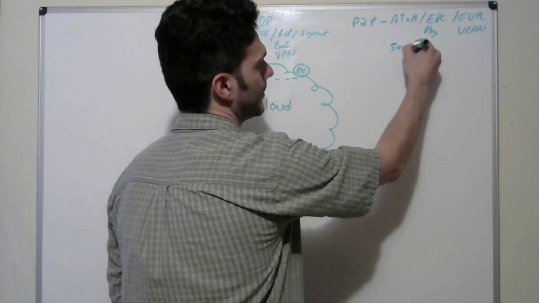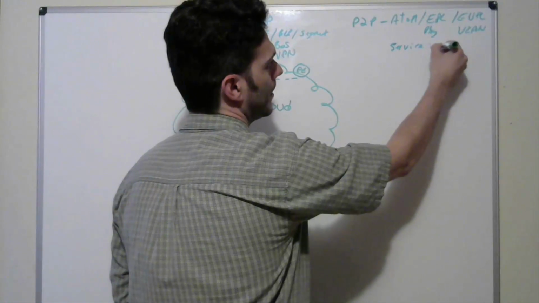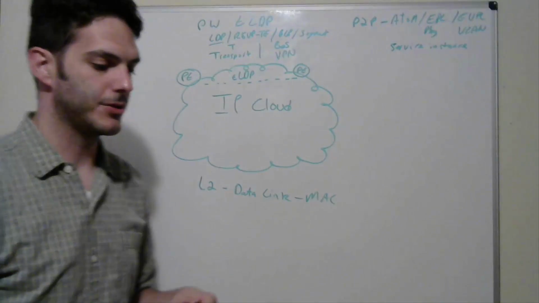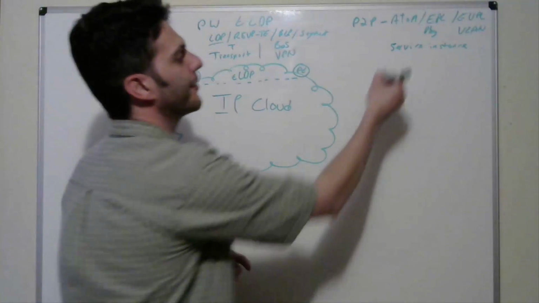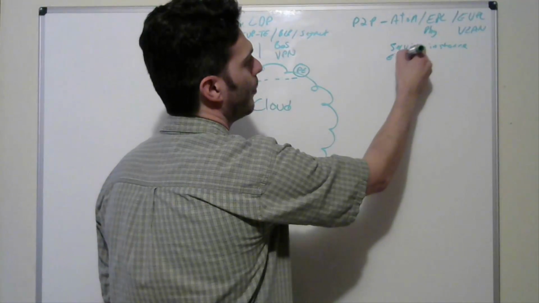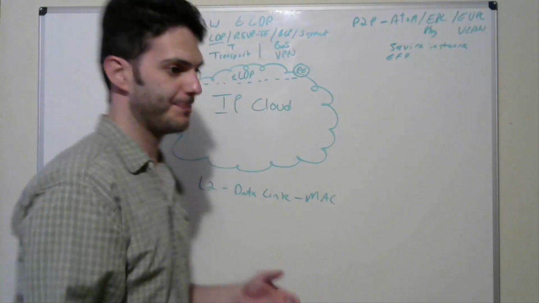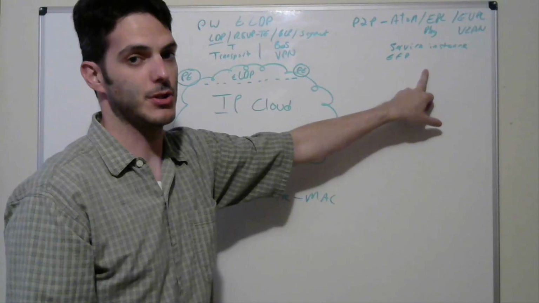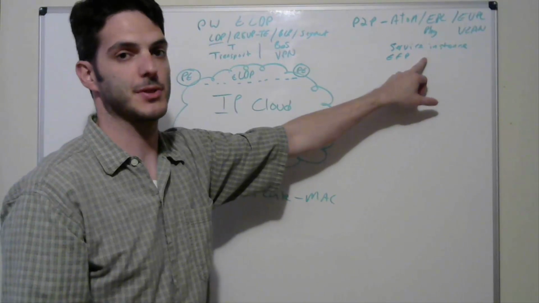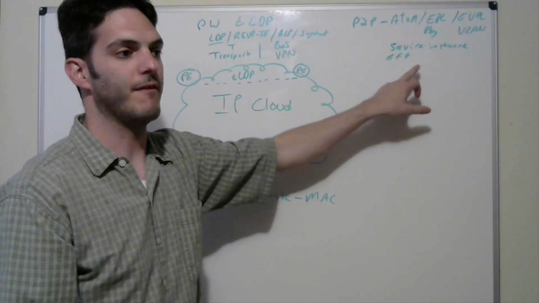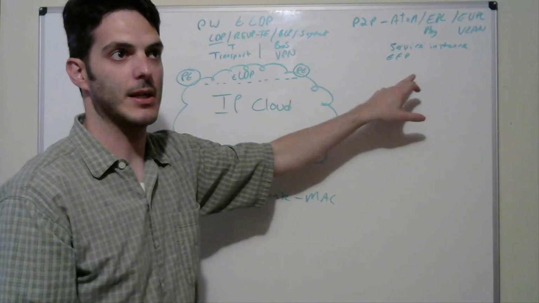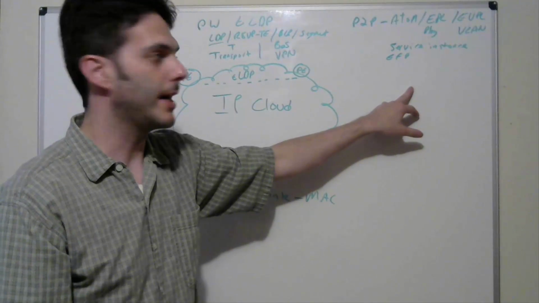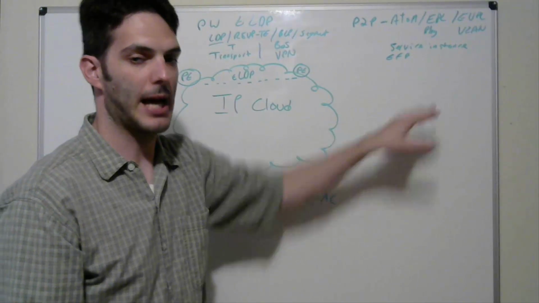The service instance is how the Ethernet flow point is leveraged. Because once I create the service instance and I tell it what it's going to be doing, I can then call the service instance from either a VFI via an XConnect, an L2 VFI for VPLS, or what have you.